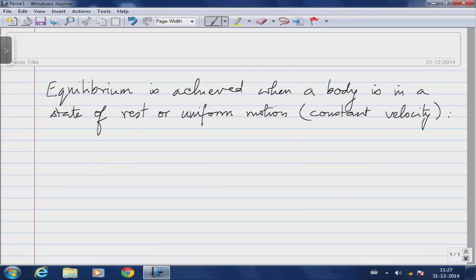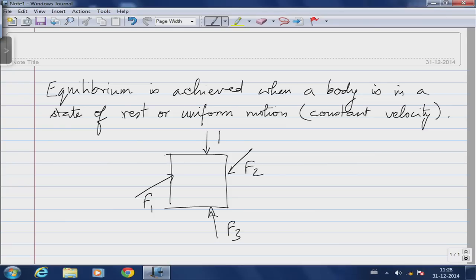Okay. So, now that I have defined equilibrium as a state of rest or uniform motion, let us quantify what it would look like from our Newton's second law. So, let us say I take a body, I exert forces on the body, so let us say I have several of these forces. Now, all these forces acting on a body would create an acceleration of this body.